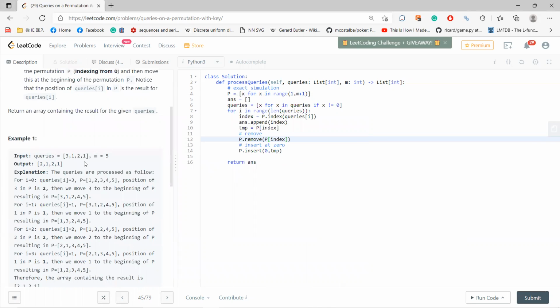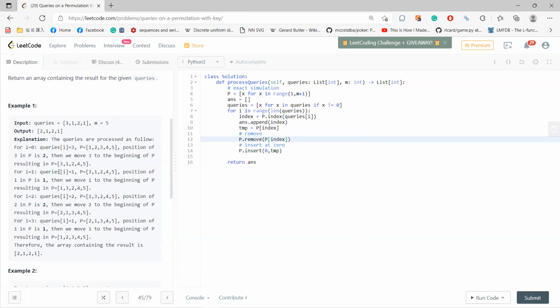So for example, queries is 3, 1, 2, 1, and m is 5. So you get 1, 2, 3, 4, 5, and you first ask for 3. 3 is at index 2, so you add index 2 to your answer, and then you move 3 to the beginning, so it becomes 3, 1, 2, 4, 5.